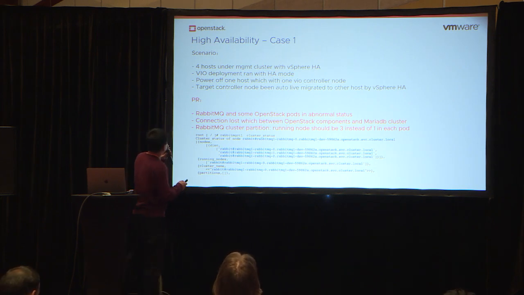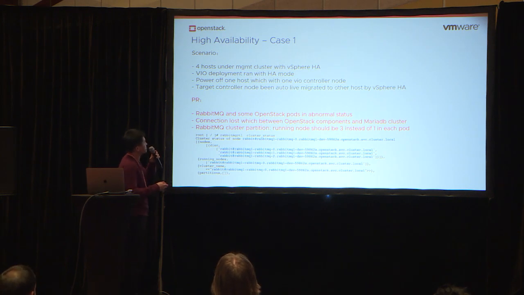The first scenario: we have 4 hosts under the management cluster with HA enabled, and the VL deployment was run in HA mode. This time, we powered off one host, which had one controller node. The target controller node should be automatically migrated to another healthy host by the vSphere HA function.